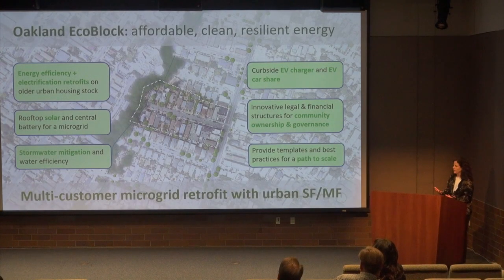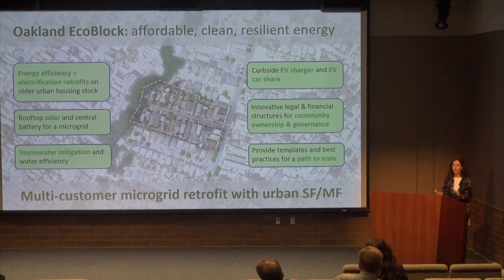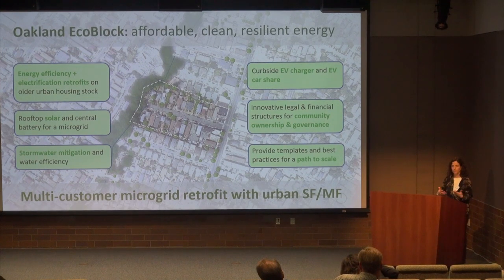So the main features here are to do energy efficiency and electrification retrofits on the older urban housing stock in a block, rooftop solar and a central battery to create a microgrid, stormwater mitigation and water efficiency. This block happens to dead end on a creek, so it worked out pretty well for us. Curbside EV charger and EV car share right there on the block. And then the innovative legal and financial structures for the community to own, manage, and maintain this. And we don't want to just do one. We want to try to create the template to do more, to scale this to other blocks.